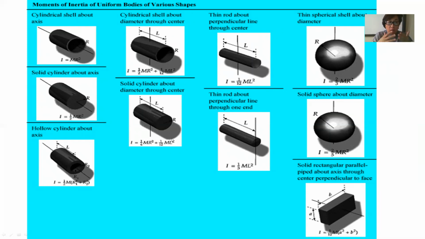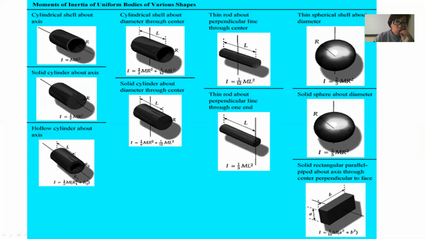And next, the thin rod about an axis through the center, the thin rod perpendicular line through the center. This is the line of the thin rod, the length of the rod. And we know the moment of inertia of the rod about a perpendicular line through the center uses the formula 1 divided by 12 ML squared.